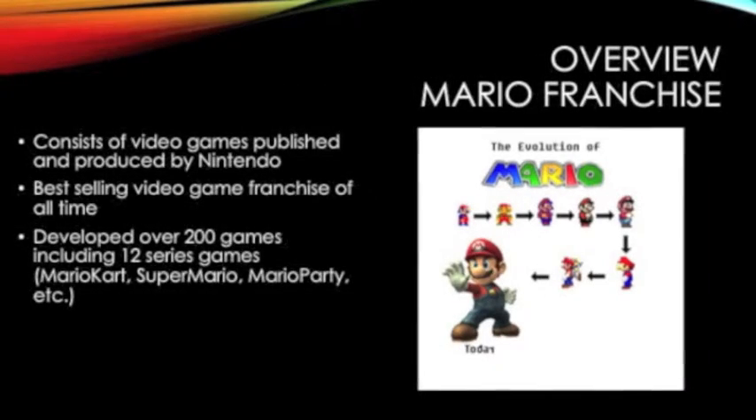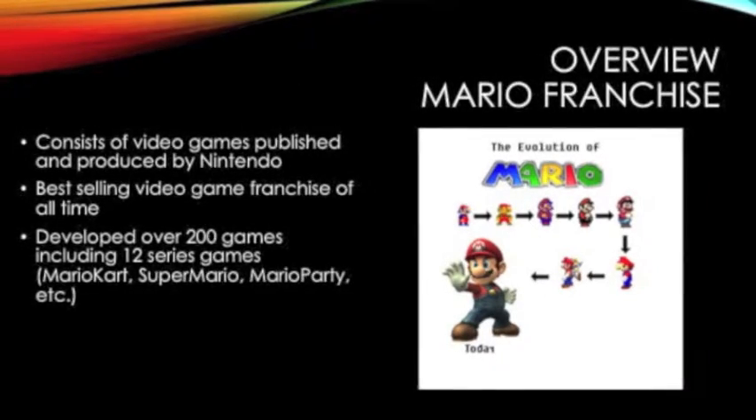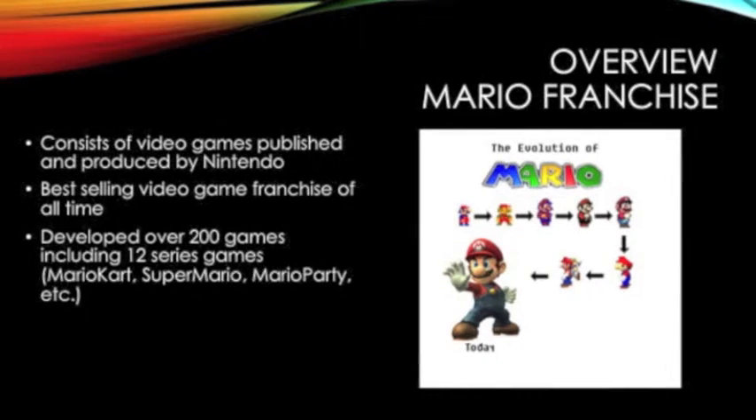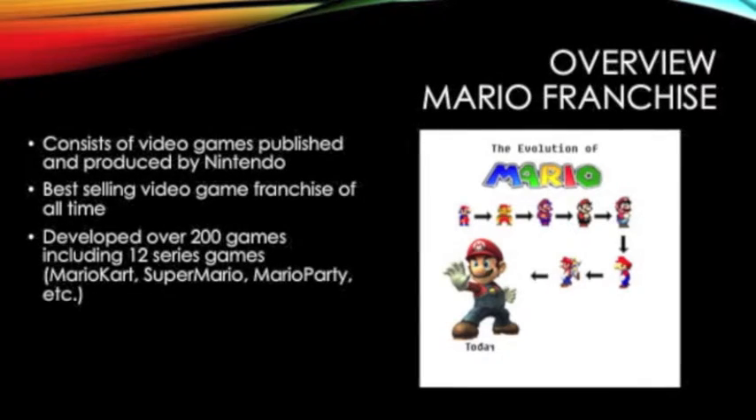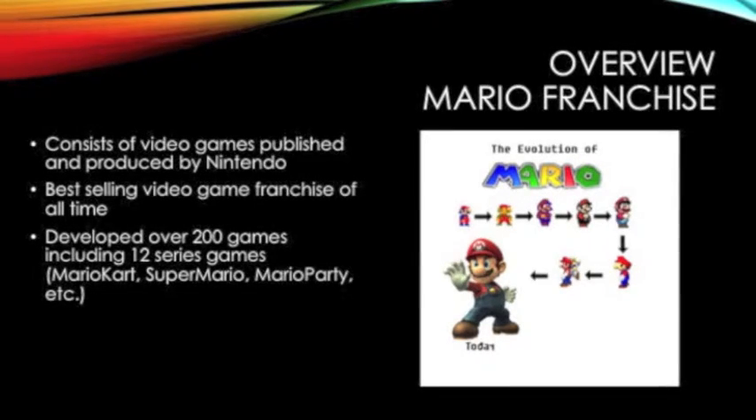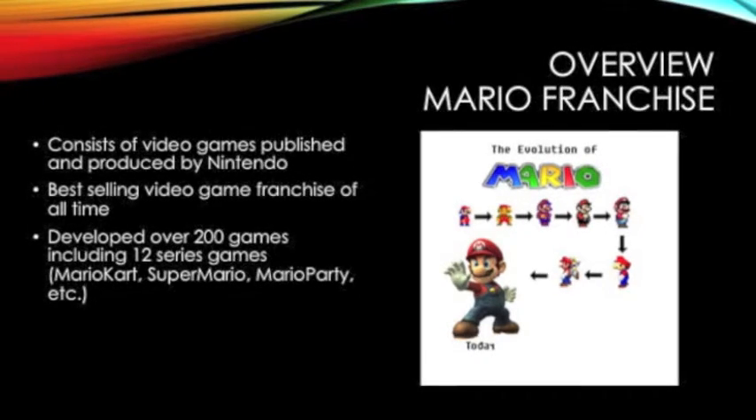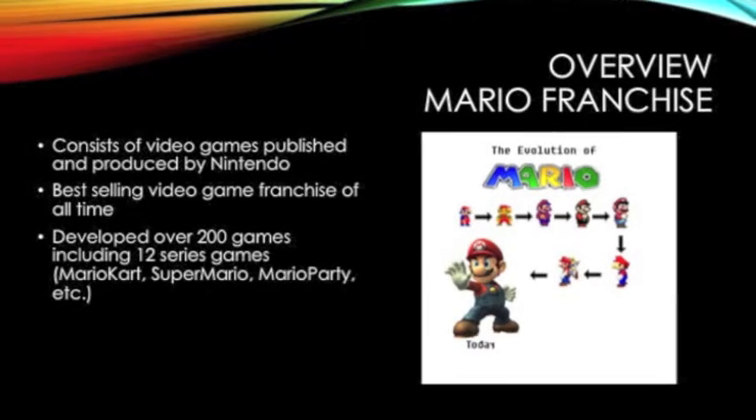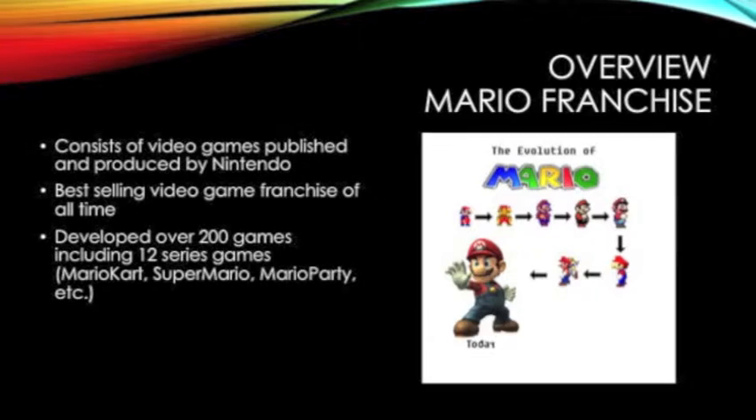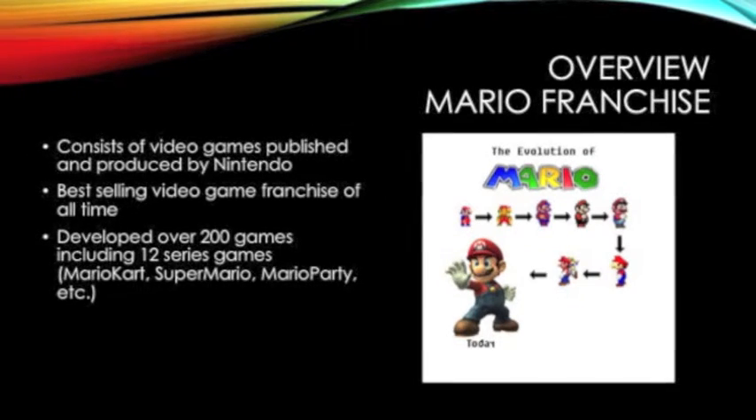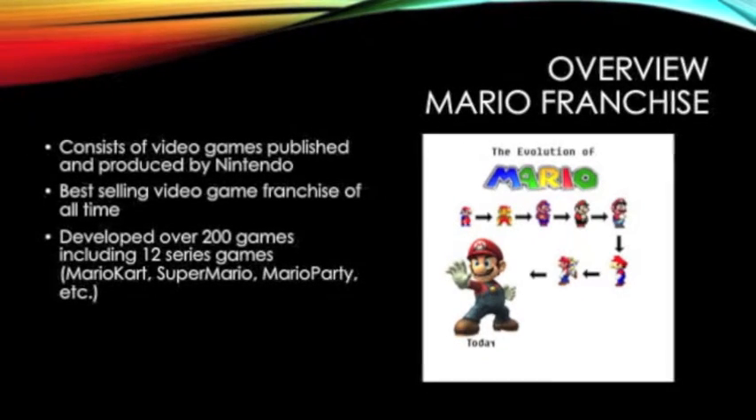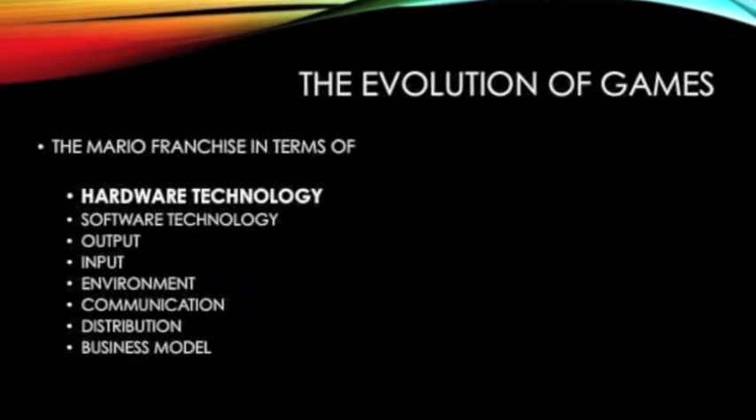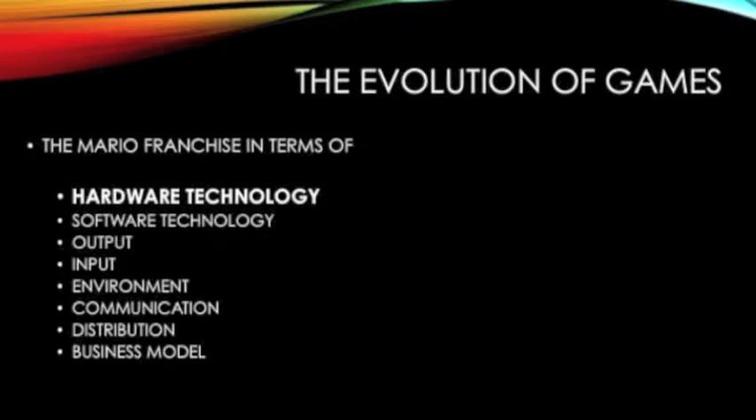In this slide, we provide an overview of the Mario franchise. The Mario franchise consists of video games published and produced by Nintendo. It is the best-selling video game franchise of all time. The Mario franchise was developed over 200 games, including 12 series games such as Mario Kart, Super Mario, Mario Party, and so on. Next, we will look at the Mario franchise in terms of hardware technology.